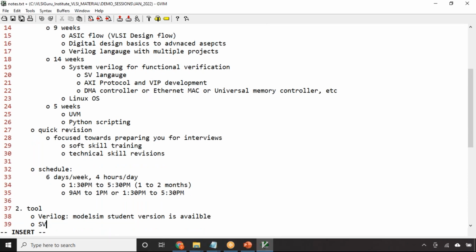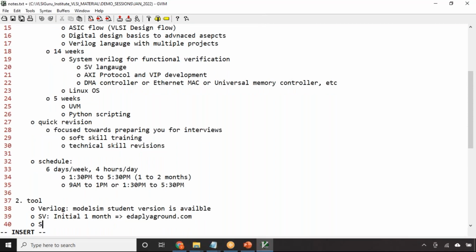Then when it comes to SystemVerilog, in the initial 1 month you will be using edaplayground.com. After that, once the coverage and SystemVerilog advanced topics start, we'll give you VPN access to the server to practice. If you feel you need VPN access even during the first month, we can provide it. But my point is, during the initial part of SystemVerilog, EDA Playground is good. We are doing this because we want you to get used to ModelSim and EDA Playground. We also want you to practice on the server, because in the industry most of the time you will be using a server.